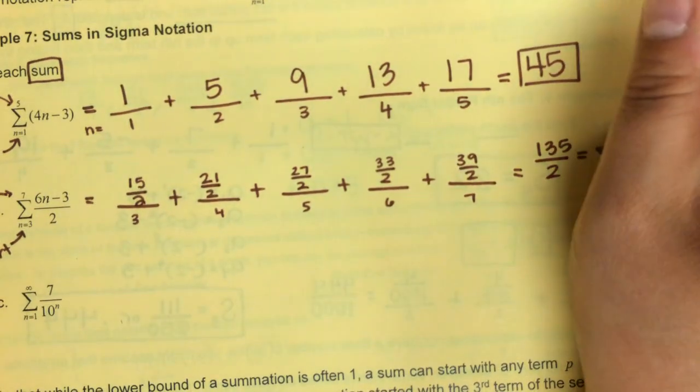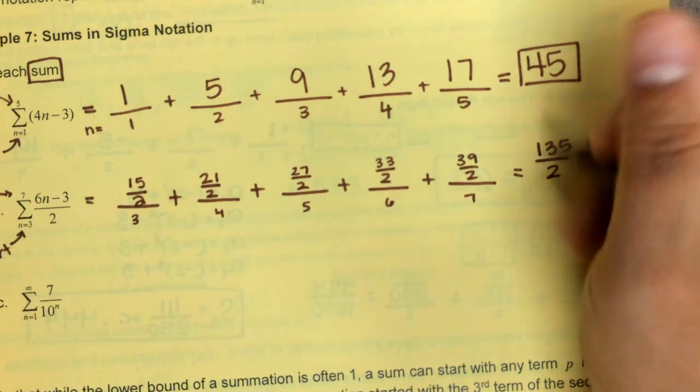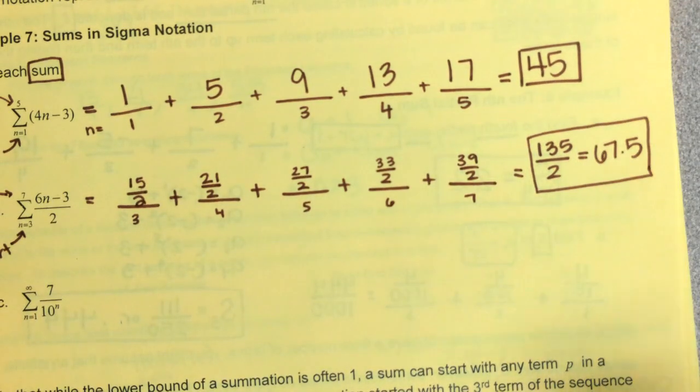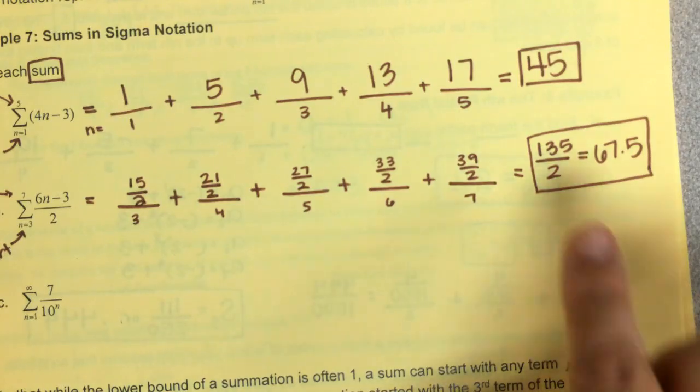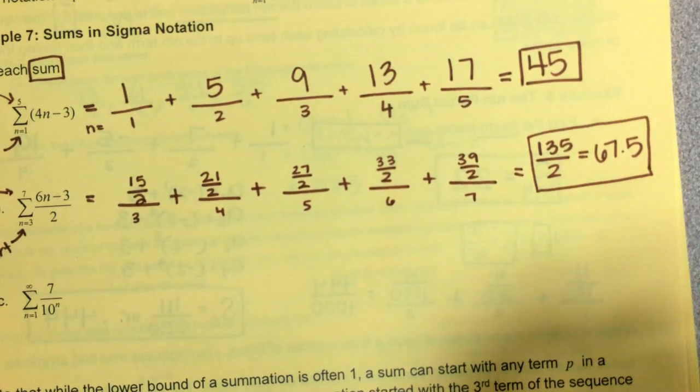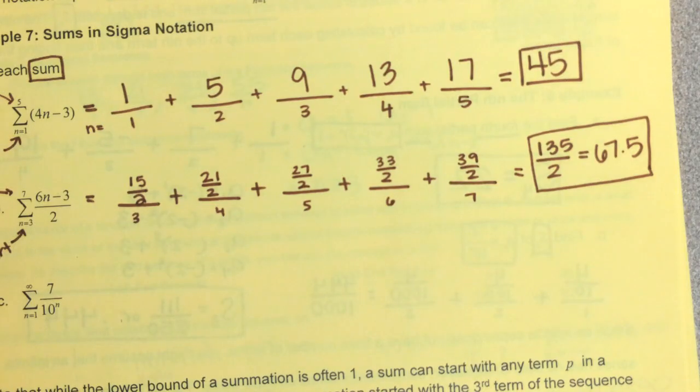I think this is 67.5. I do not care if you give me the fraction or the decimal. Either one is fine. If this was divided by 3, then I would care. I don't want a repeating decimal. But since it's 0.5, it's fine. Do I have any questions about sigma notation so far?